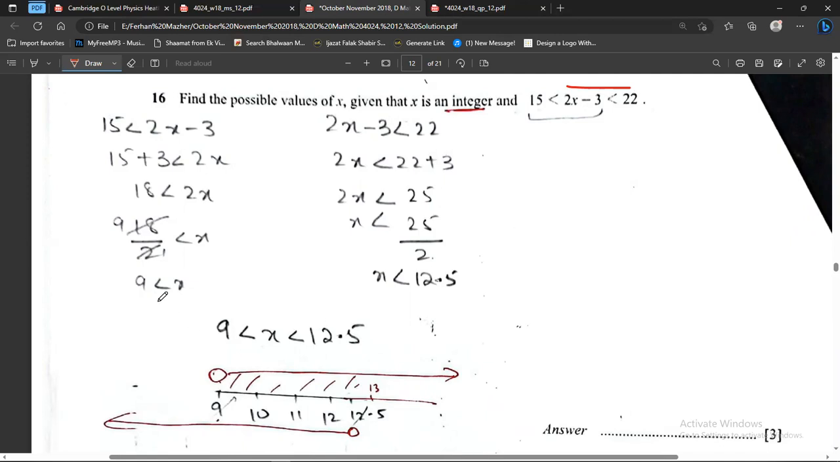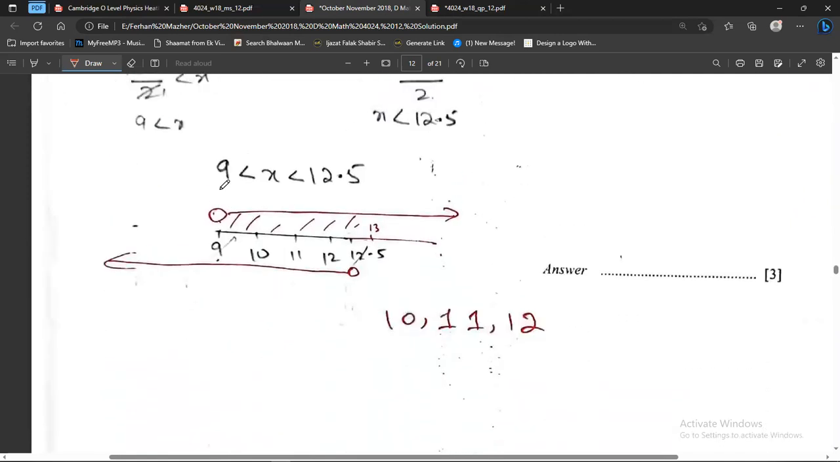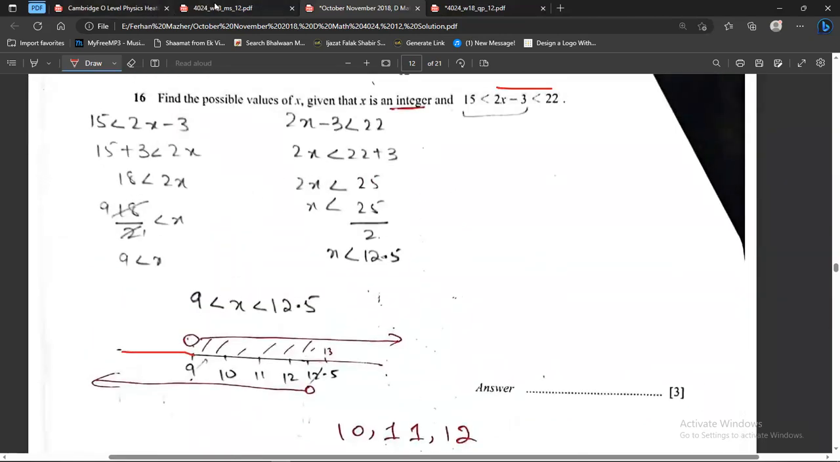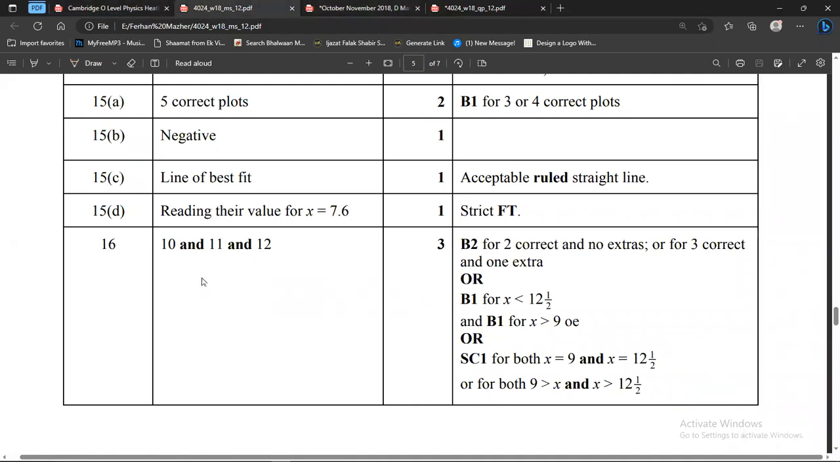Then I will represent both of them on the number line. You can see here I have drawn a number line: 9, 10, 11, 12, 12.5, 13. This says x is greater than 9, so I will draw this line. This says x is less than 12.5, so I will put a circle here. The overlapping portion is between these two solutions. In this, 9 is not included, so 10, 11, 12. These are the three integers. 10, 11, and 12 is the right answer.